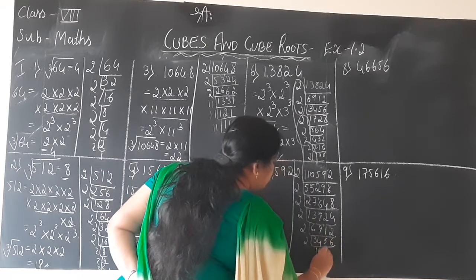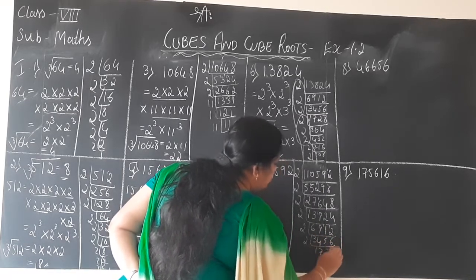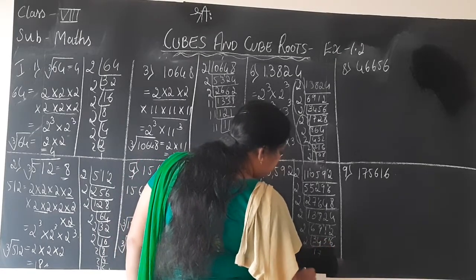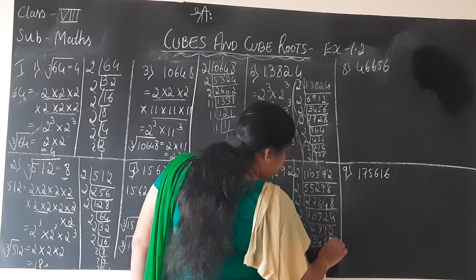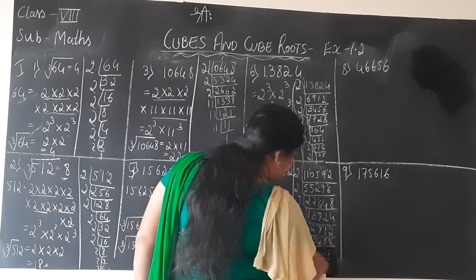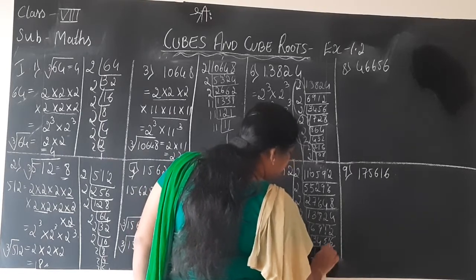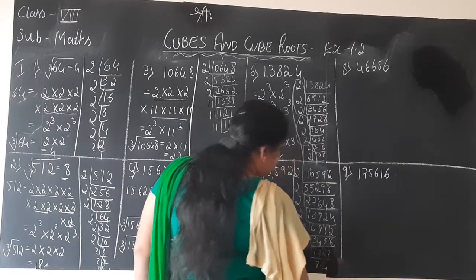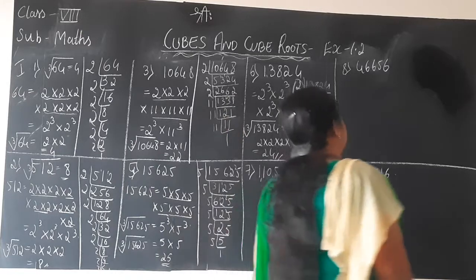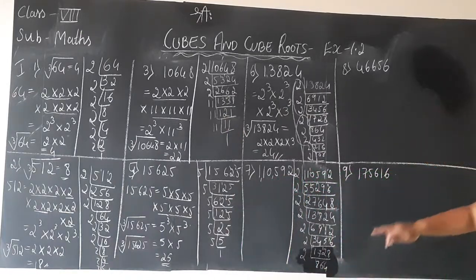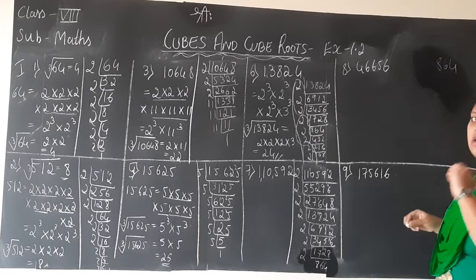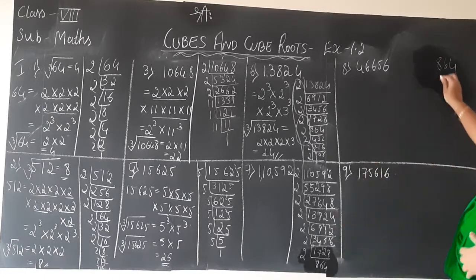2 1s are 2, 2 7s are 14, 2 2s are 4, 1 remaining, 2 8s are 16, again 2 8s are 16, 1 remaining, 2 6s are 12, 2 4s are 8. I got 864, but here no problem for me to continue. I will do it here. Be careful when you take down in your classwork. I am doing that continuation here.